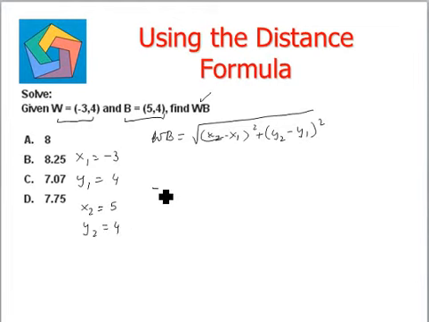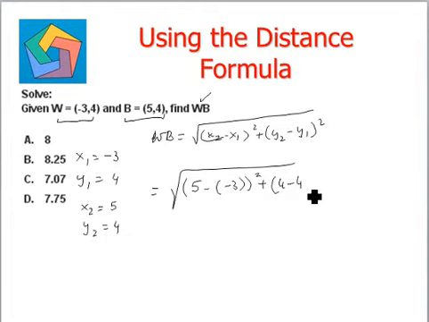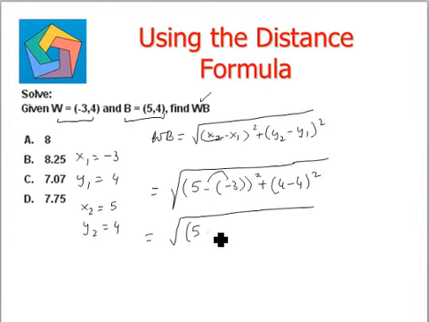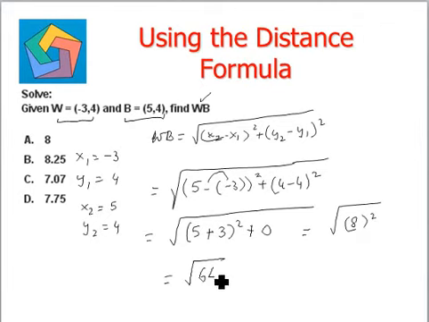We need to plug in the values. x2 is 5 minus negative 3 whole squared, plus y2 is 4 minus y1 is also 4 whole squared. This is equal to the square root of negative times negative is a positive, so 5 plus 3 whole squared. 4 minus 4 is 0. 0 squared is nothing but 0. This is equal to 8 squared, which is the square root of 64, and the square root of 64 is nothing but 8 again. So this is the final answer, can be seen in option A.